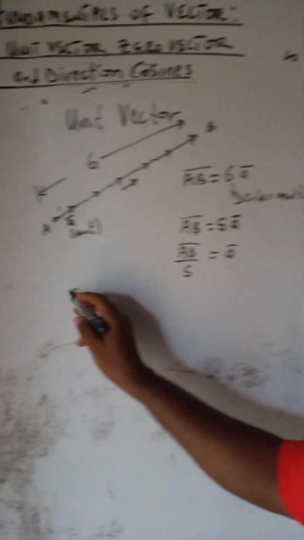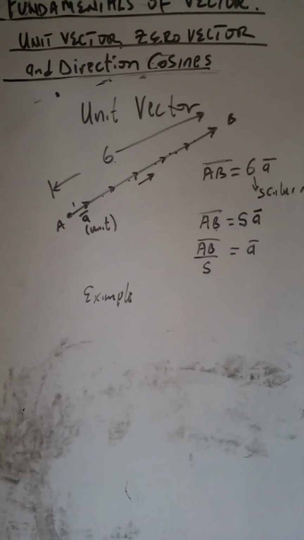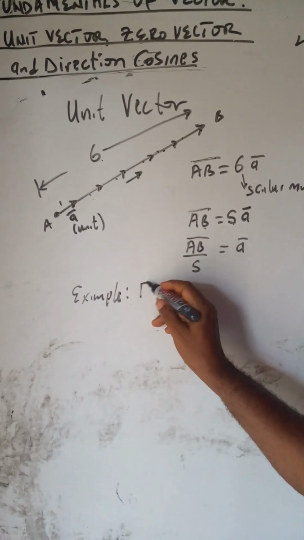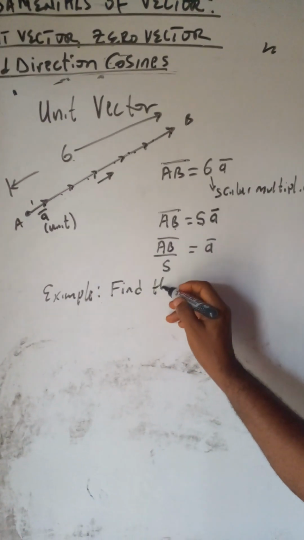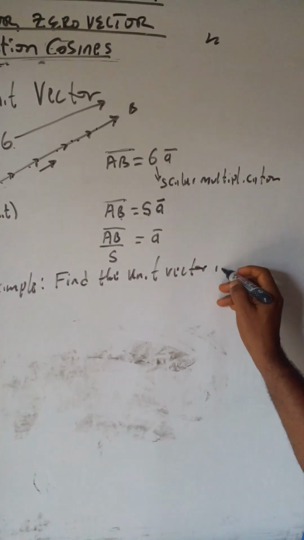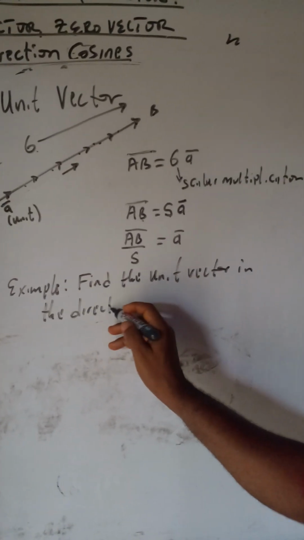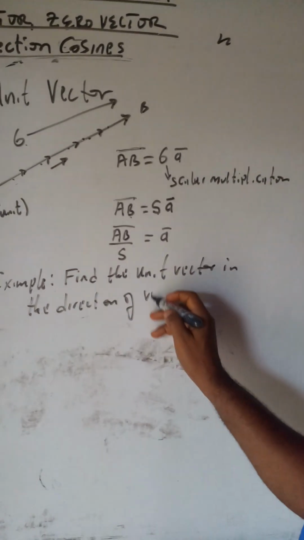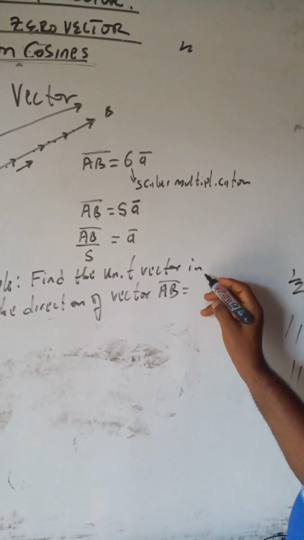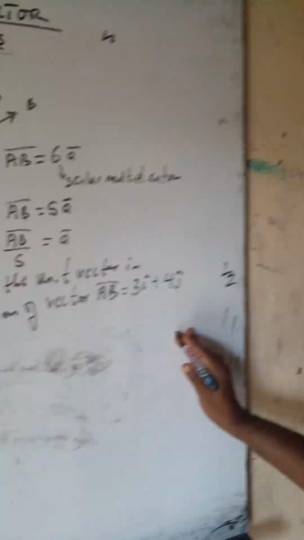Now, for example, we may be asked to find the unit vector in the direction of vector AB given as 3i plus 4j.